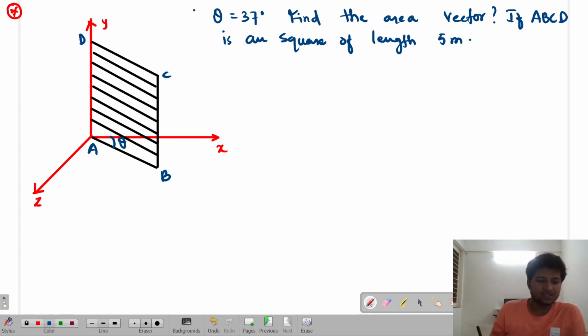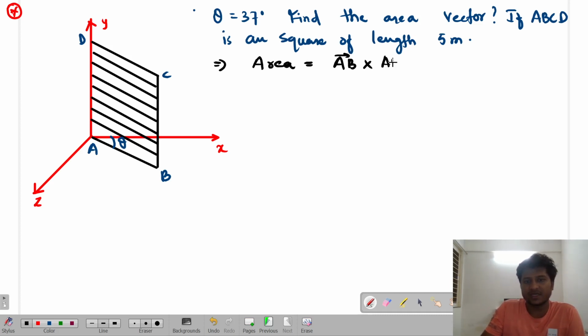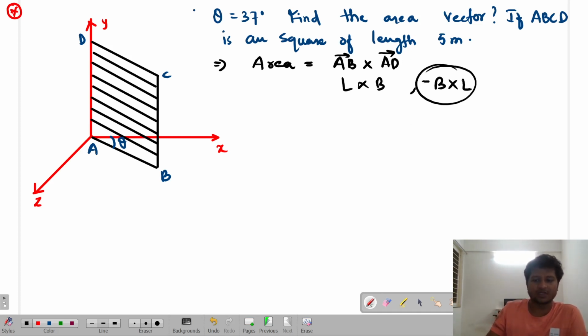So look over here. First thing first, remember that area vector is given as, I'll give you a hint on how to do it. Area vector is nothing but the AB vector cross product, length vector versus breadth vector, which is AB vector cross AD vector. Are you able to get me or not? And if I interchange it, I'll get another normal. Here it is length cross breadth. If I write breadth cross length, I'll have to include a negative sign over there.